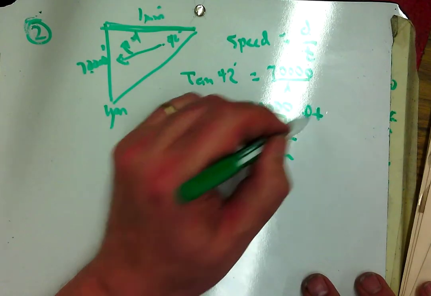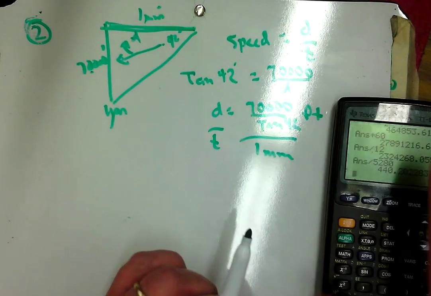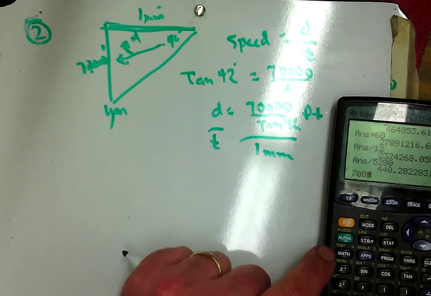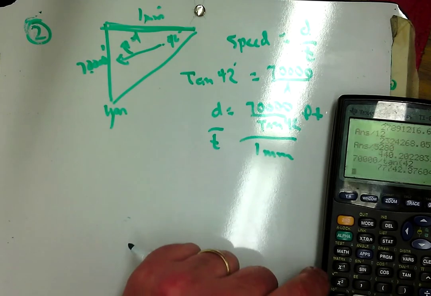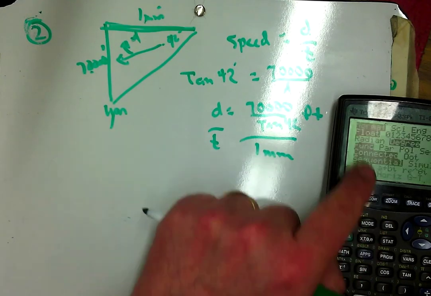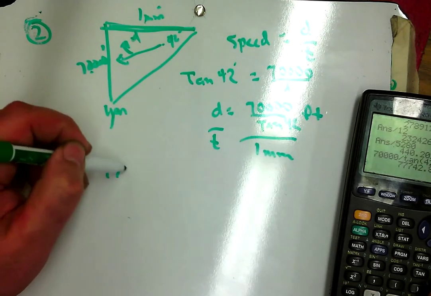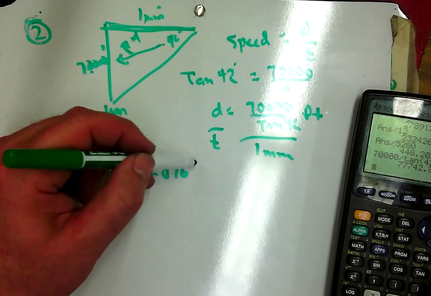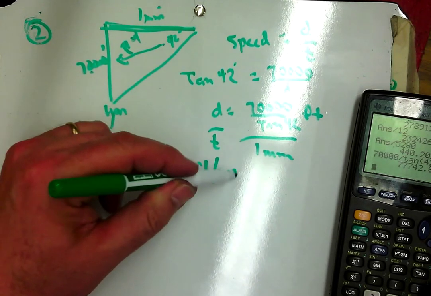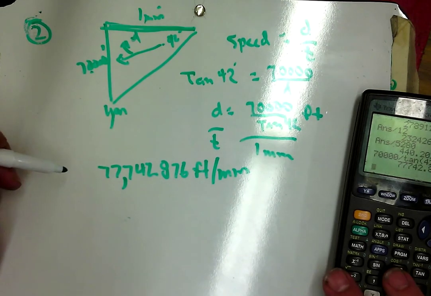So this is feet per minute. Let's ask the calculator what 70,000 over tan 42 is. 70,000 divided by tan 42. I'm going to check just to make sure I'm in the right mode. Good. So I get 77742.876 feet per minute. That is a fast satellite.